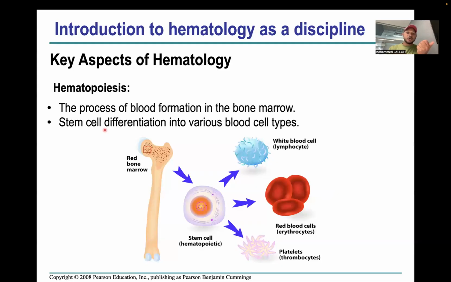Okay. Now, we also have the stem cell differentiation into various cells. So when the blood is developed right here, when it comes out, it is called a stem cell, or a hematopoietic cell. A hematopoietic cell is a cell that has the ability to become anything. Okay, it has the ability to become any type of blood cell. So it is not yet specific.